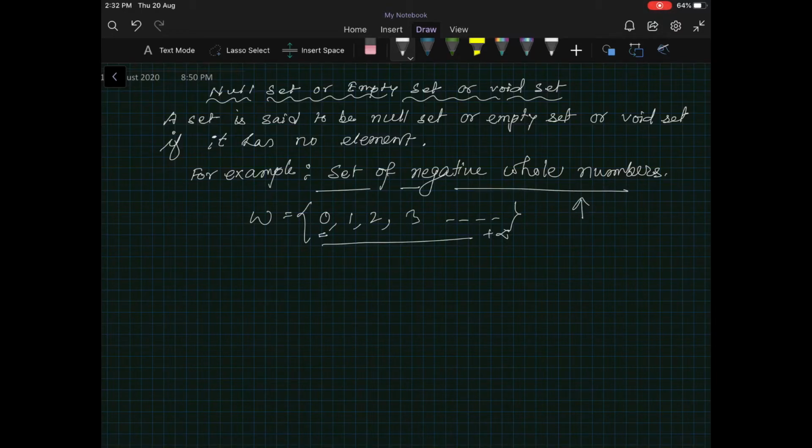This is an empty set. It is also represented by phi or empty brackets. Hope you have understood this. Okay, let me clean this.